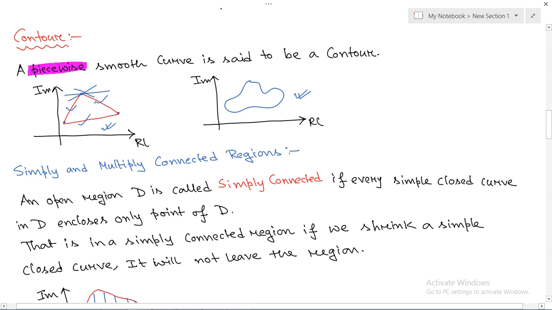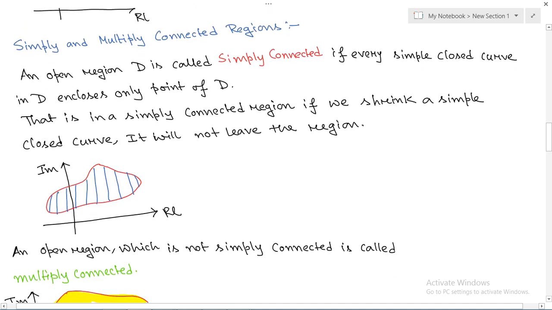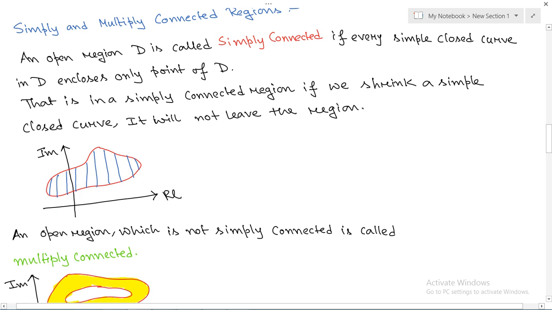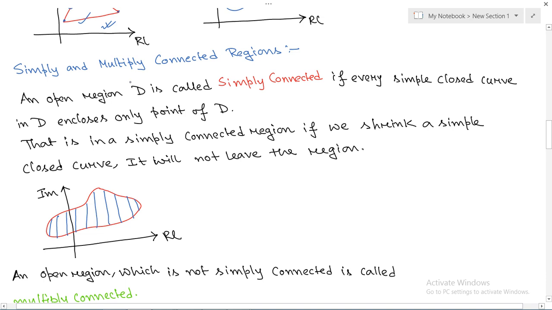Now we come to some regions over the complex plane based on these concepts of the smooth curve and the closed curve, etc. Two kinds of regions usually we get. The first one is known as the simply connected region, and the second one is the multiply connected region. So what is a simply connected region and what is a multiply connected region? Let us try to understand. Suppose we have an open region D. An open region D is said to be a simply connected region if every simple closed curve in D encloses only points of D.